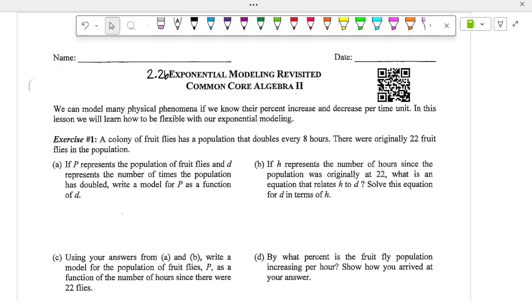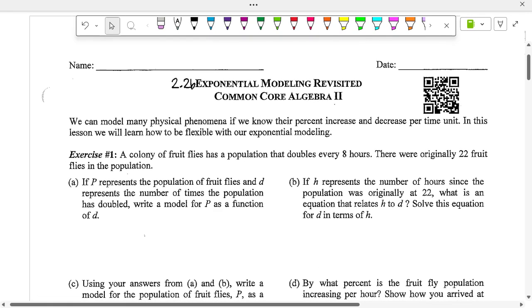All right, so we're still dealing with growth and decay problems. It's just going a step further in terms of doubling and halving.